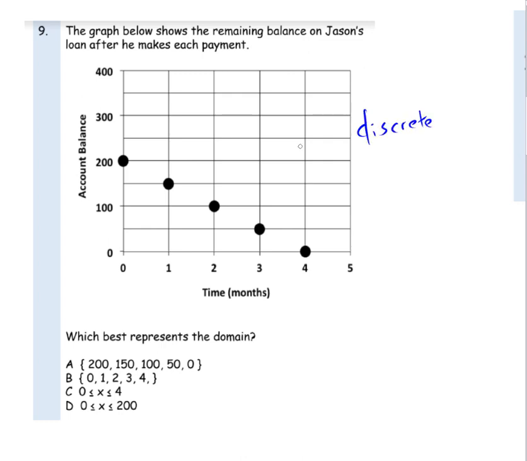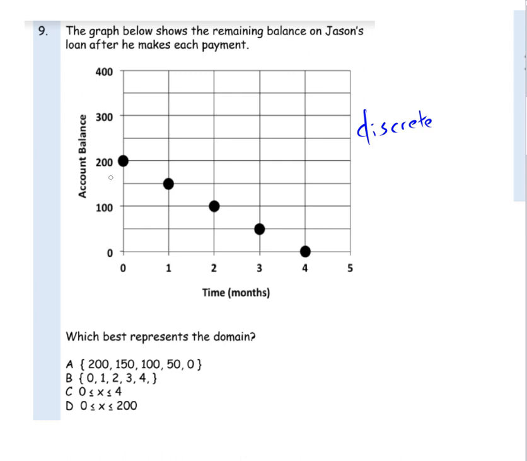In other words, there are set points that it can be. It cannot be all these points in between, right? On the line, we had an infinite number of points that it could be on that line, right? This one's got a set number of points. It's discrete data. You can only have x values of 0, 1, 2, 3, or 4. I can't have x values like 0.5 or 0.75 or 0.3895265, right? I can't do that. So which best represents the domain in this case?